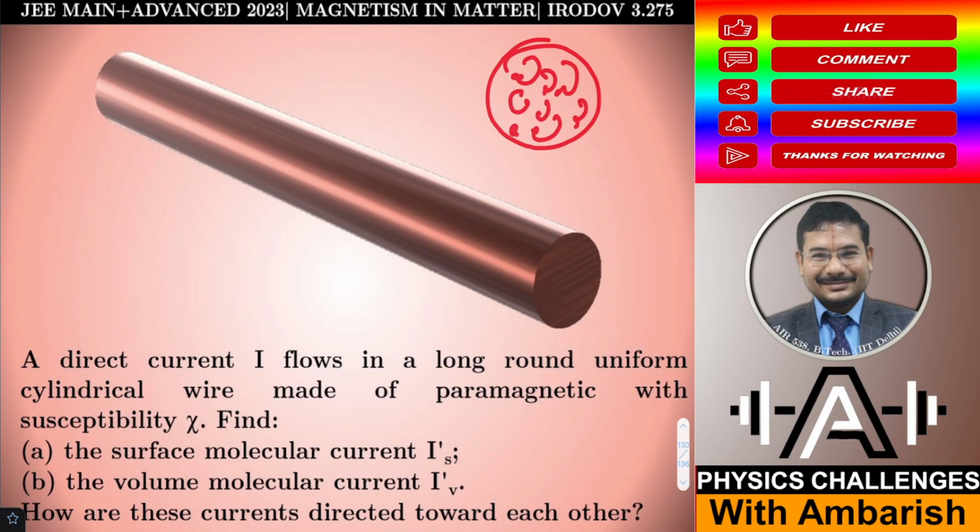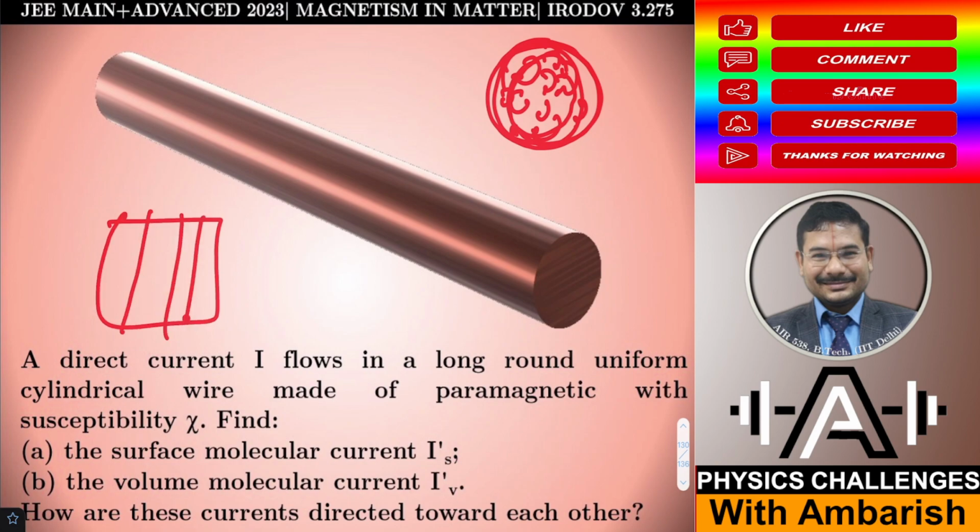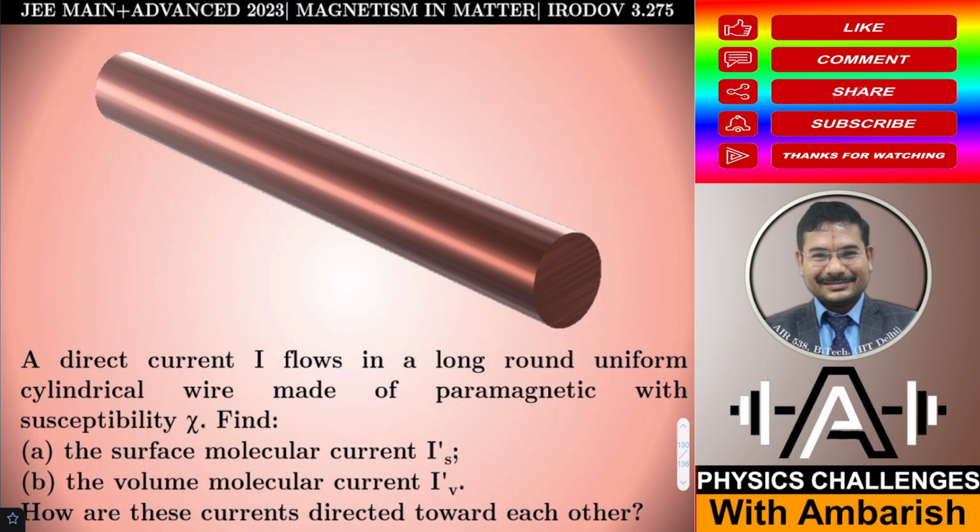These molecular currents can be volume currents, and as well there can be some surface currents. For example, if I have a section like this and in each of these circular sections some current is flowing, it will be equivalent to a surface current. That depends on the kind of magnetization that happens in the material. There will be some surface molecular currents and some volume molecular currents. So what do we have to find out? We have to find out the total surface molecular current flowing on this surface because of magnetization.